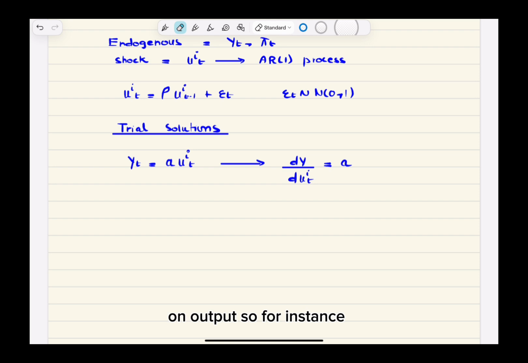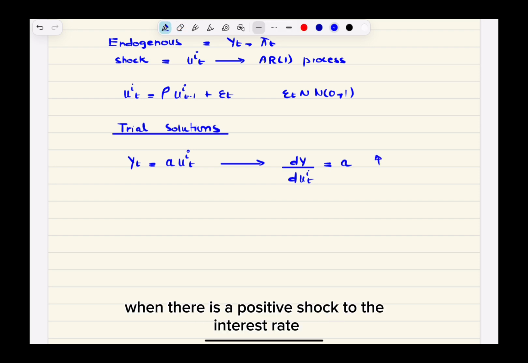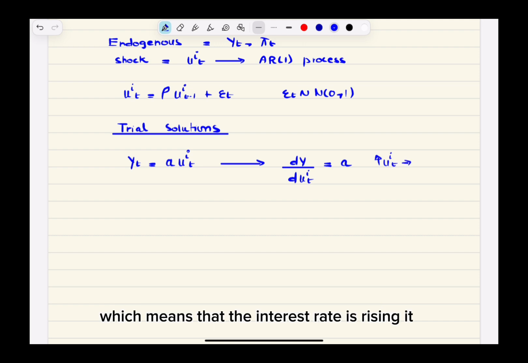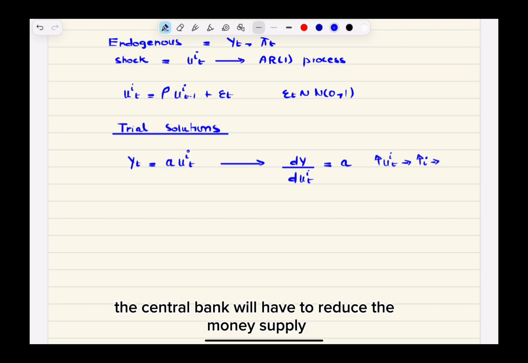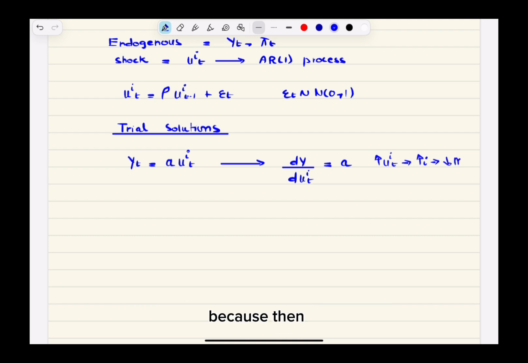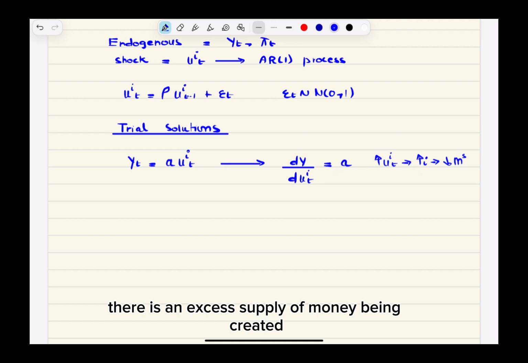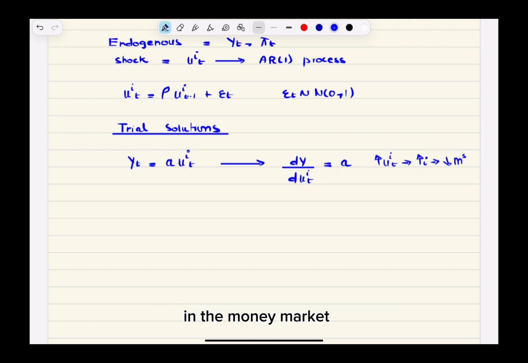So for instance, I could expect that when there is a positive shock to the interest rate, which means that the interest rate is rising, the central bank will have to reduce the money supply, because then there's an excess supply of money being created in the money market, and this basically should shift the LM curve to the left.